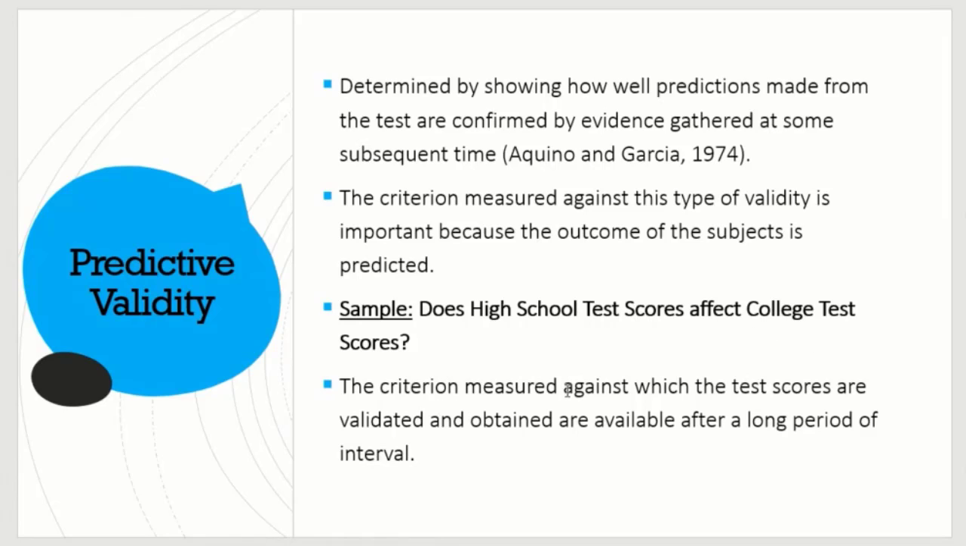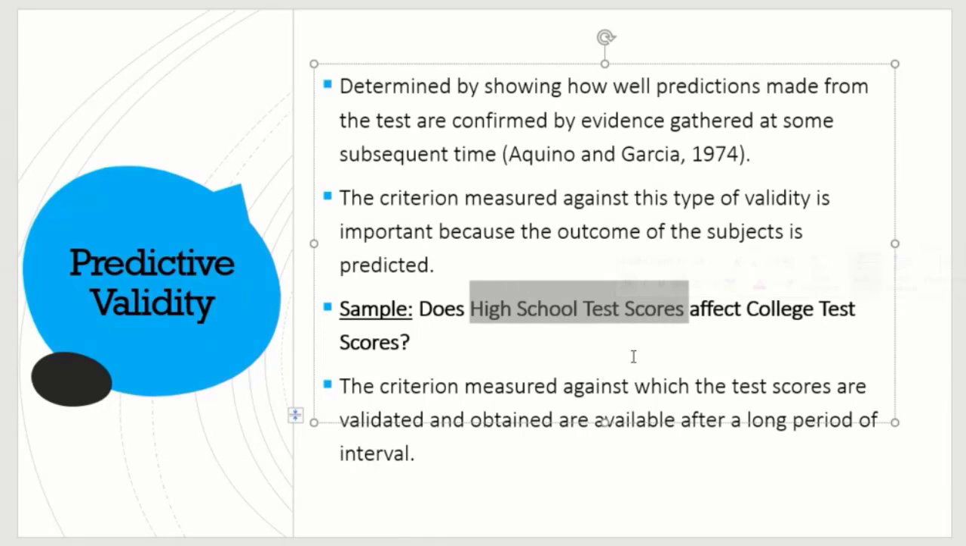So the criterion measured against which the test scores are validated and obtained are available after a long period of interval. Ito lang yung medyo downside ng kagustuhan natin na i-check ang predictive validity ng isang questionnaire. Hihintayin mo muna. So, ang mangyayari dito, no, ang pinaka-example dito is, if you wanted to know really that the high school test score affect the college test scores, you will have to make a certain test. At ipapatake mo sa kanila noong high school pa sila.